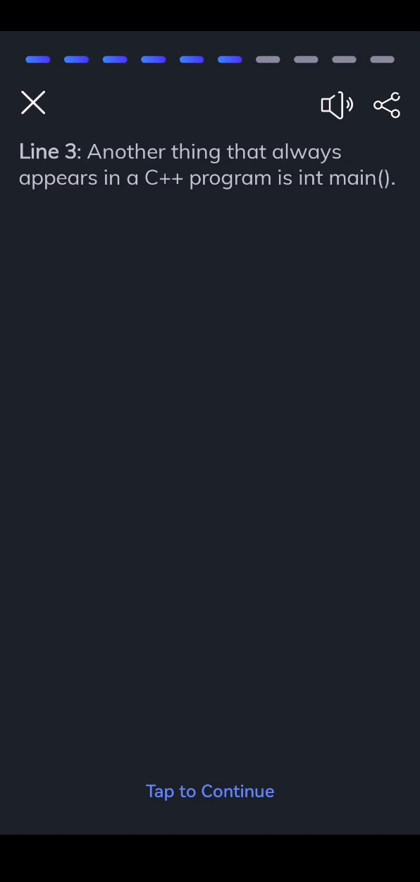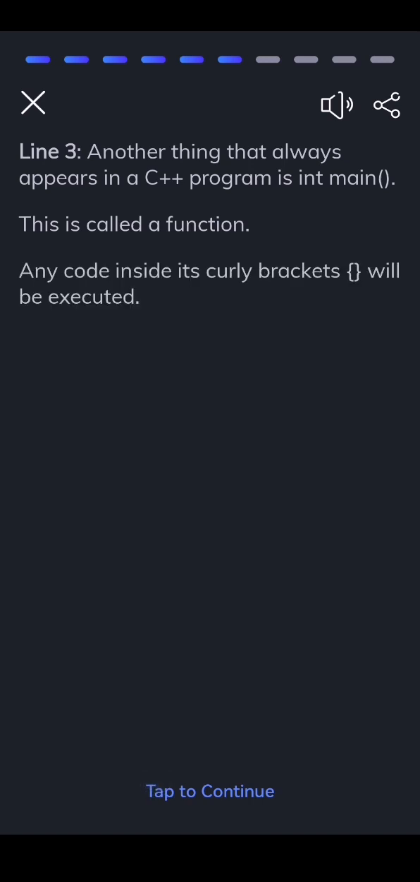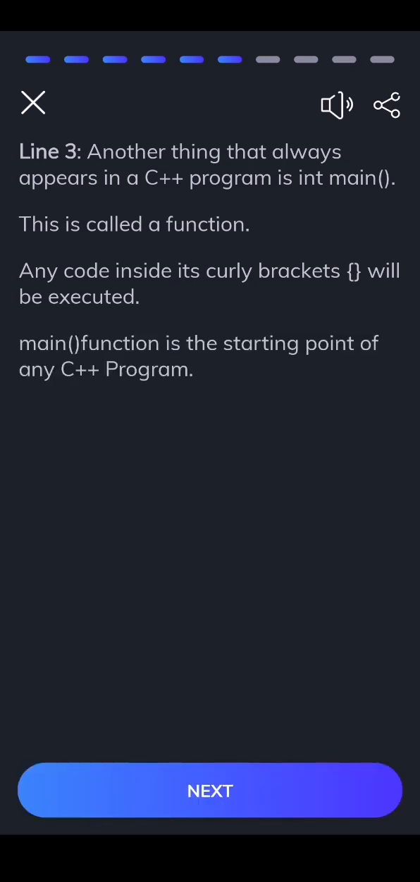Line 3, another thing that always appears in a C++ program is int main. This is called a function. Any code inside its curly brackets will be executed. Main function is the starting point of any C++ program.